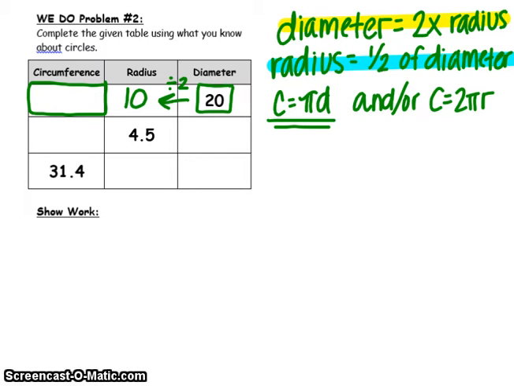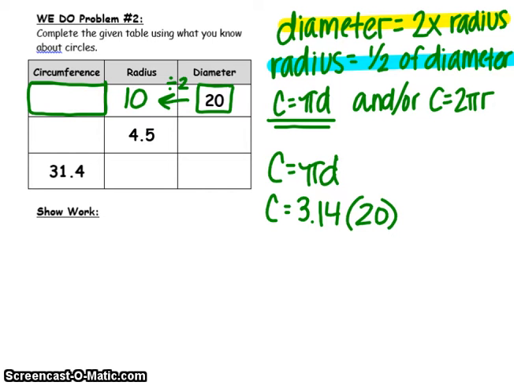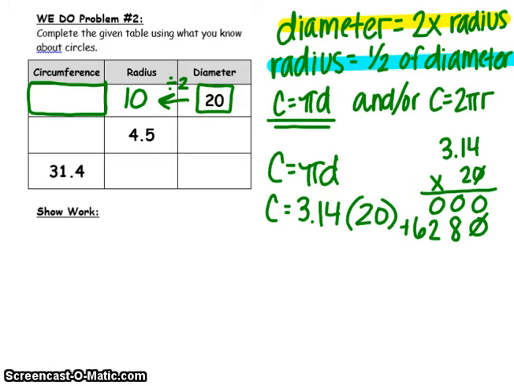And so what I want to do is plug into my formula. So I know that pi is equal to 3.14, and I know my diameter is 20. And all I have to do is multiply these. So I have 3.14 times 20. 0 times all of those numbers is going to give me 0. I need a placeholder. 2 times 4 is 8, 2 times 1 is 2, and 2 times 3 is 6. I got to add these up. I get 0, 8, 2, and 6, and I need to move over my decimal 2 times. So I get 62.80.